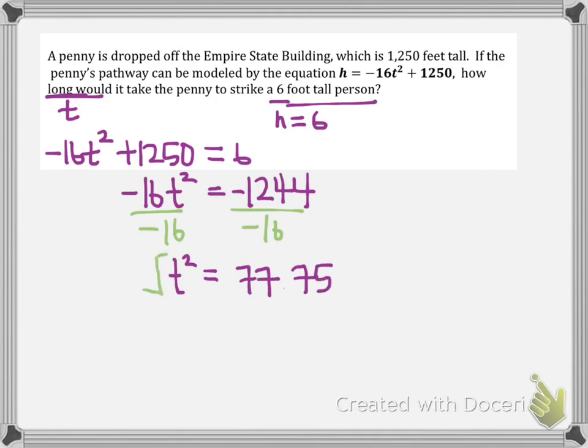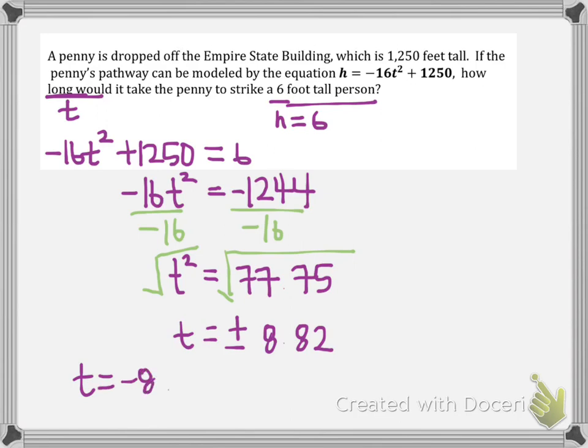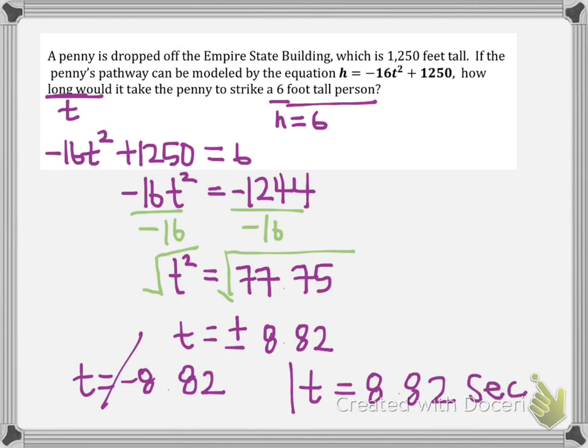And then we're going to take the square root of both sides. So you're going to get t is going to be equal to a positive and a negative 8.82. Okay. Well, we know that t cannot be negative 8.82, right? We don't want to go backwards in time. So our answer here is going to be a positive 8.82 seconds. Okay, so far so good?